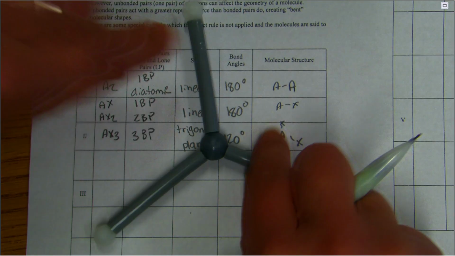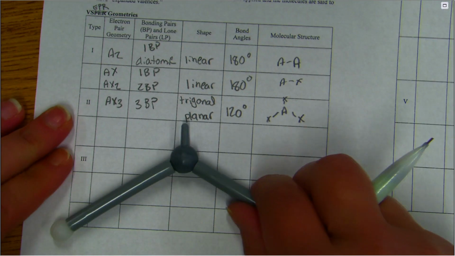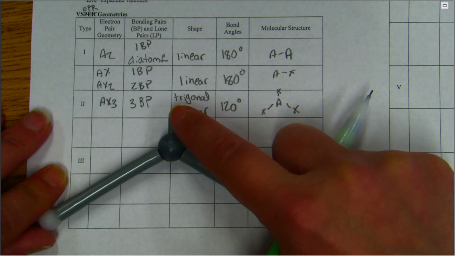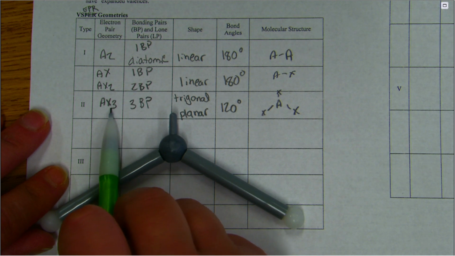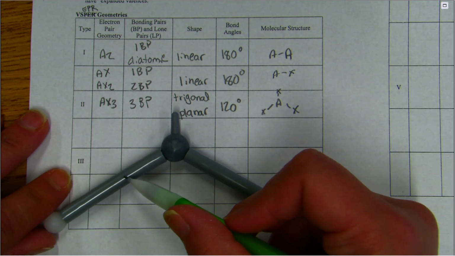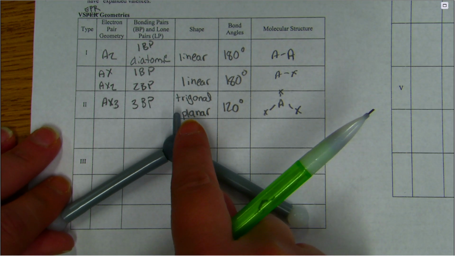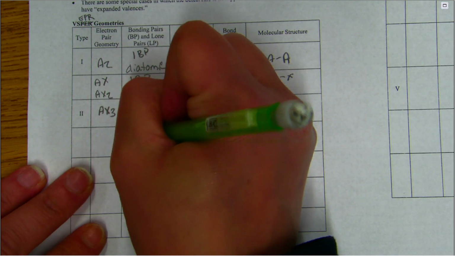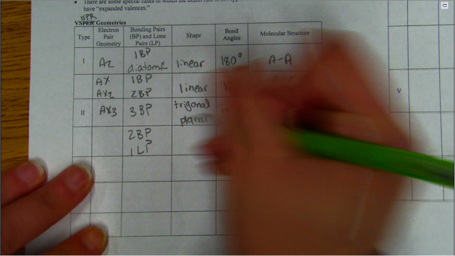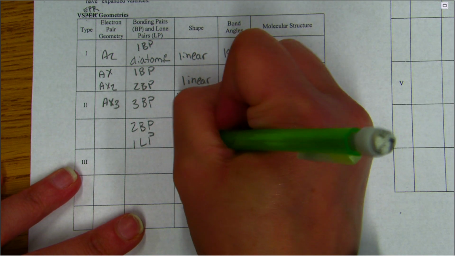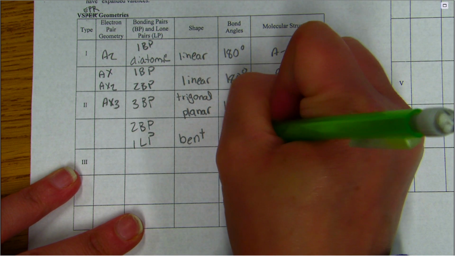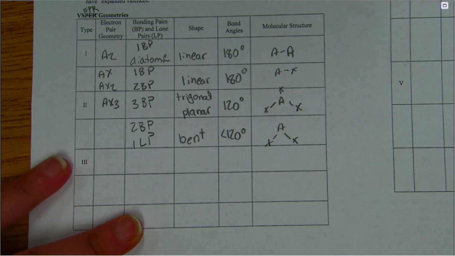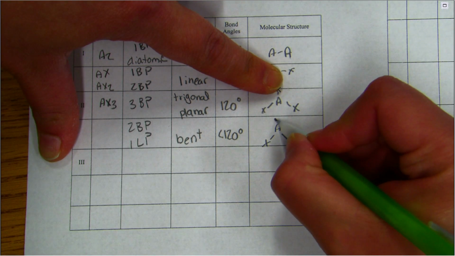Now, what if I remove a bonding pair? I now have a lone pair of electrons. I have 2 bonding pairs and 1 lone pair. I still have 3 things around the central atom: 1, 2, 3. I just have made one of the bonding pairs a lone pair. In this case, we say the structure is bent with an angle that is less than 120. And we have removed this X and replaced it with a lone pair.